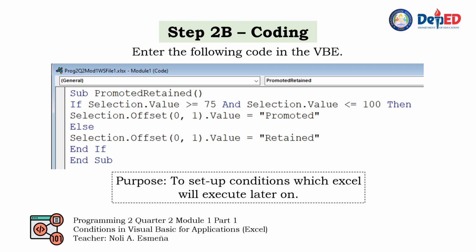If you now understand the condition that we are trying to make, go to your VBA and enter the following codes. The purpose of these codes is to set up conditions which Excel will execute later on. You may pause the video while entering them.